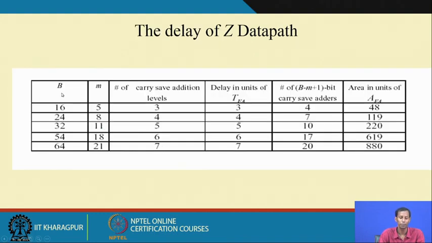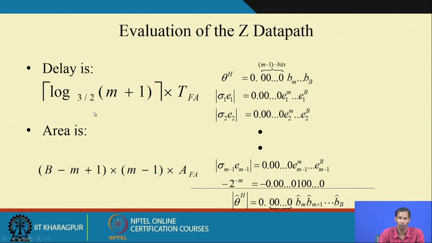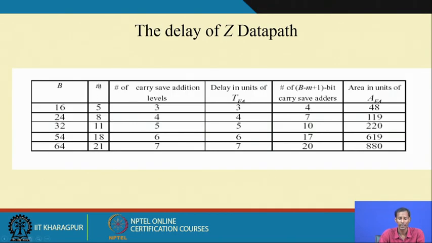Okay. So, considering different B and M, B is the number of stages I will consider, among which M is the number for which the CORDIC will run sequentially, and the rest it will run in parallel mode. So, 5 is the case where it is running sequentially, and the remaining 11 stages are running in parallel. The carry save addition levels required is 3, and the delay in units is also 3, and the number of carry save adders required is 4.